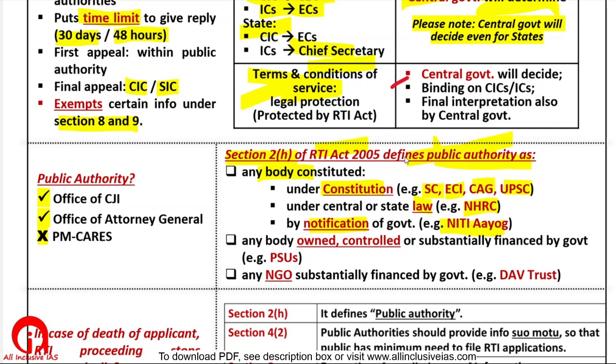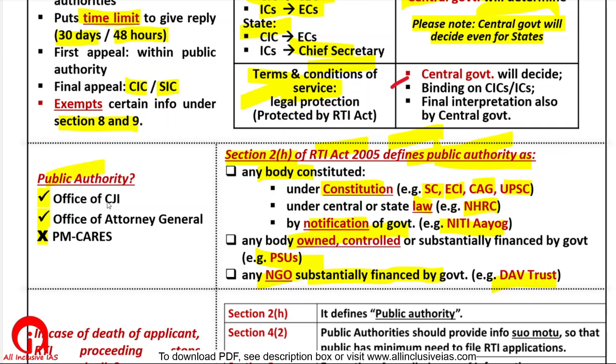Or if any body is owned or controlled by the government, that is also a public authority, like PSUs. Government companies are public authorities. Or any NGO that gets substantial money from the government, like DAV Trust, that is also a public authority.